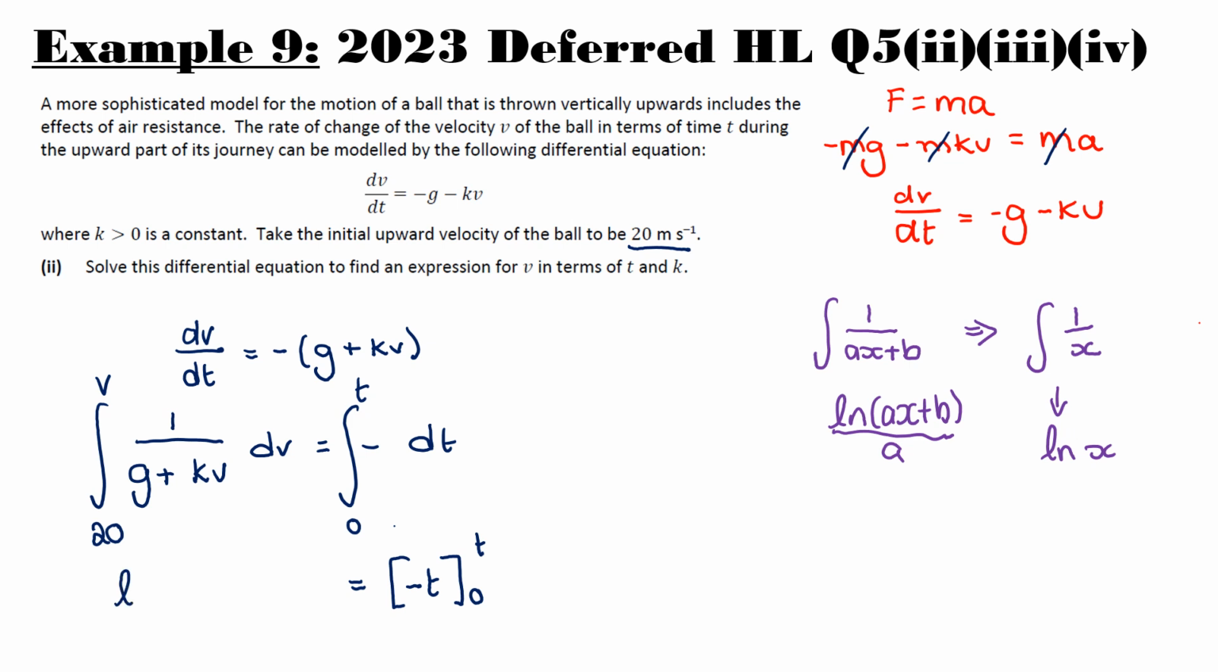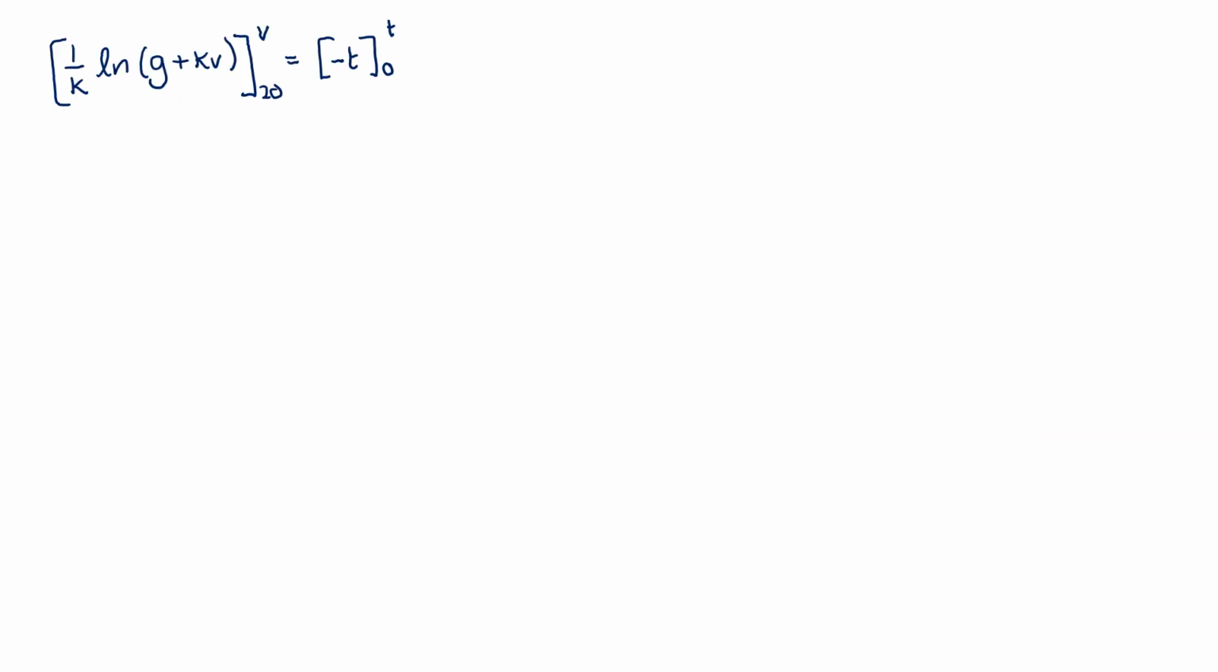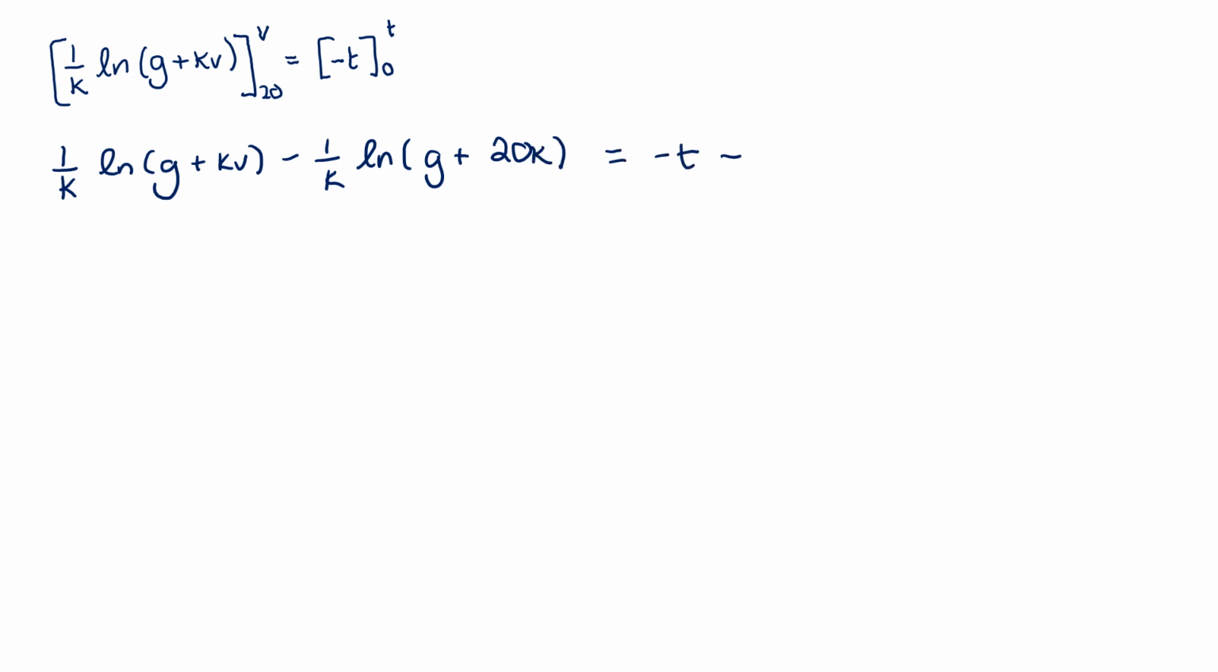So this becomes the natural log of g plus kv. Remember that both g and k are constants. So when we differentiate g plus kv, we're left with just k. So that can be written as 1 over k, or we divide the whole thing by k, whichever you prefer. And we're going to evaluate that between 20 and v. Now, just clearing the screen so we have a bit more space to work, we get 1 over k natural log g plus kv minus 1 over k natural log g plus 20k. That's going to equal minus t minus a minus 0 like that, but that's effectively going to just disappear.